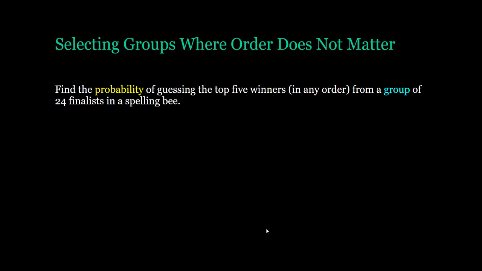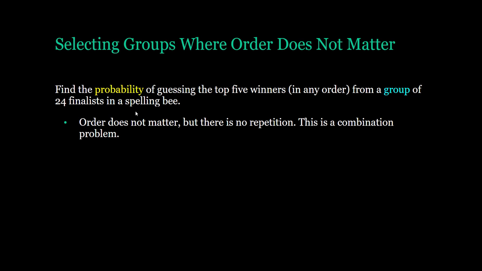Now, when we do not care about order, so we wouldn't have a deputy mayor or a secretary, we just care about the people chosen, or we just care about a group of people. Here we're going to find the probability of guessing the top 5 winners. We don't care about order. They don't get first, second, third. They're simply the top 5 winners from a group of 24 finalists in a spelling bee.